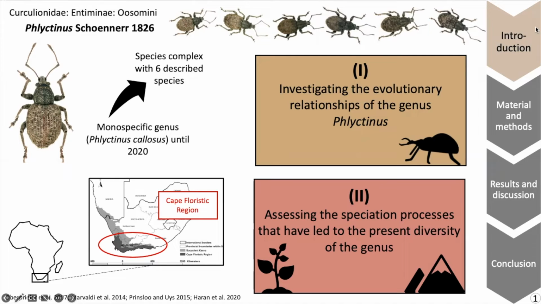The second aim of the study was therefore to assess the speciation processes that have led to the present diversity of the genus. To do that, we considered 2 main speciation patterns: allopatric, by looking at geographical occurrences in light of late Cenozoic environmental changes, and sympatric, by looking at host plant associations.